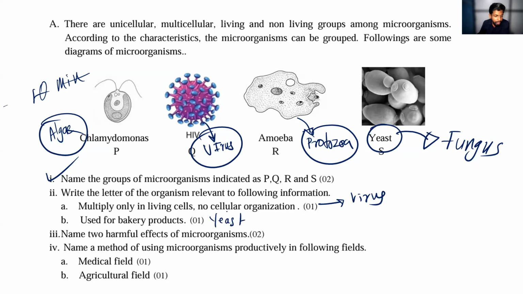And the third one, name two harmful effects. Well, if they are asking about harmful effects regarding microorganisms, without any doubt, you can put two things: food spoilage and causing disease. That is common for all of the microorganisms. Causing diseases and food spoilage. So there are two disadvantages: food spoilage and causing disease. Okay.